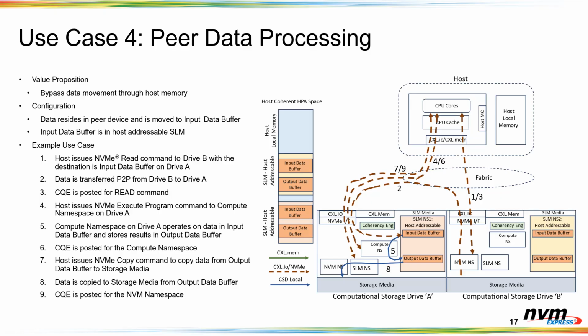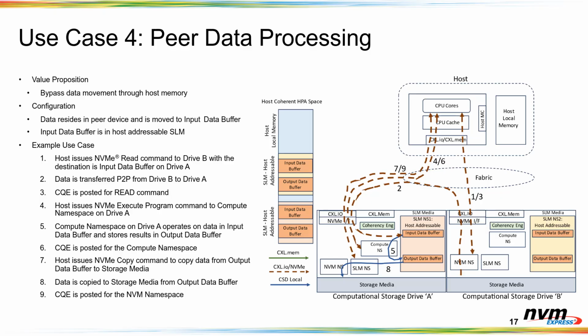The configuration is that our data resides in a peer device. So in this example, it resides on drive B, and we need to get it from drive B's storage media into the input data buffer over on drive A. And a way we're going to accomplish that is we're going to issue an NVMe read command to drive B, and we're going to set it up so that the destination is the input data buffer on drive A. And again, we can do that because it's a host address, and we can say write to this address on the read.